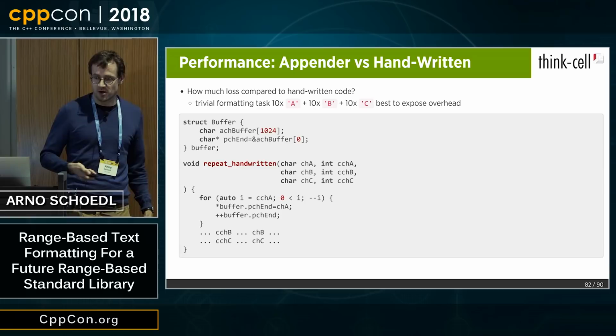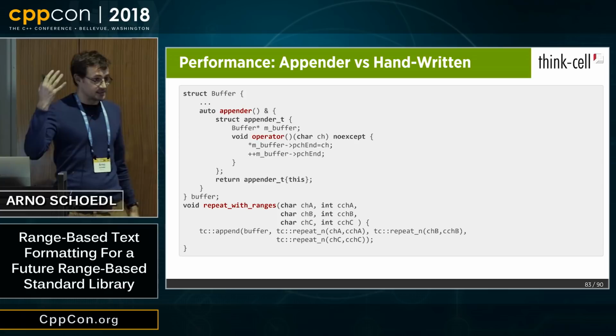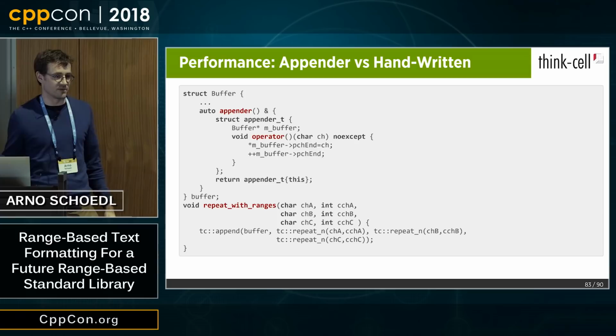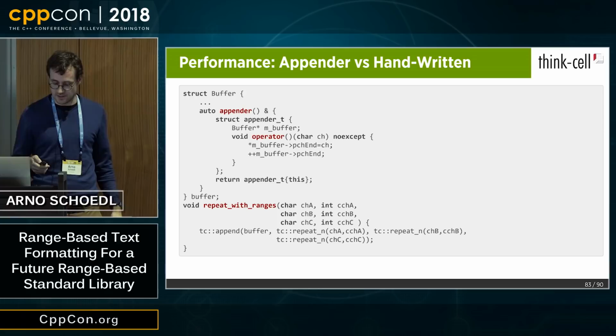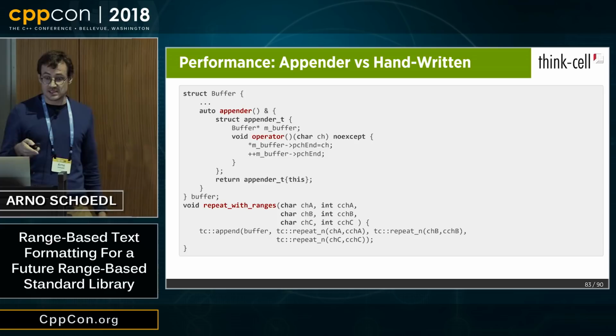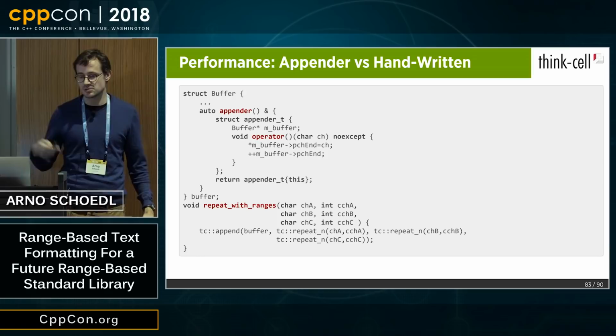And against that, we have the buffer. In addition to the buffer, we have an appender implementation that just appends to the end of the buffer. Again, there's no end check here. It just writes raw strings to the end of the buffer, just to expose whatever inefficiencies there are in the actual framework. And then the repeat is how we would now write the repeat with our proper library. So you do an append to the buffer and then use the repeat n in a variadic way.